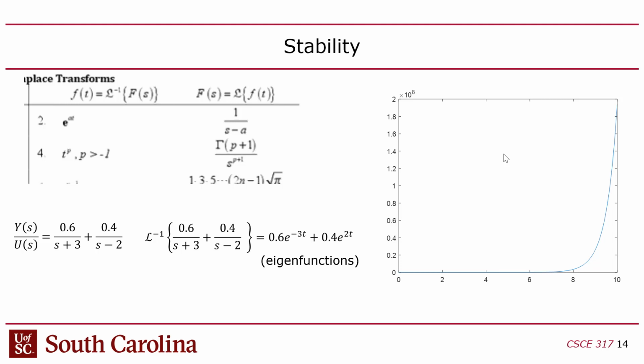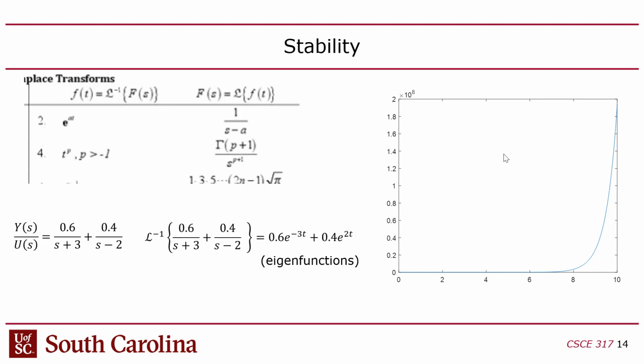And then I do the inverse Laplace there, and I end up getting, just using that table, going from here to here, a is 3 over here, a is negative 2 here. So I end up with 0.6 e, because the 0.6 is my coefficient, e to the negative 3t, plus 0.4 e to the 2t power. You guys see that? So the time domain version is this.